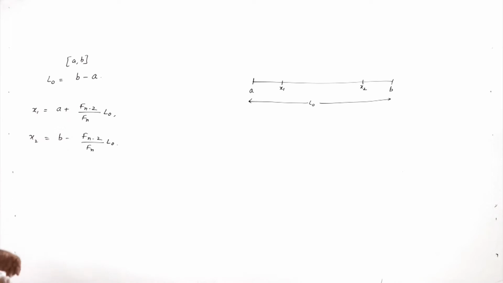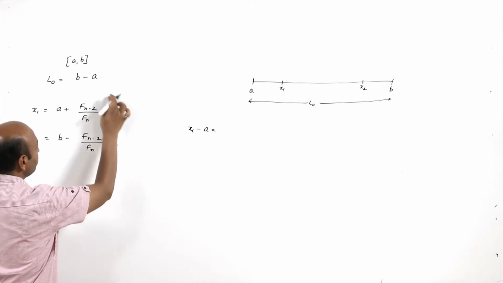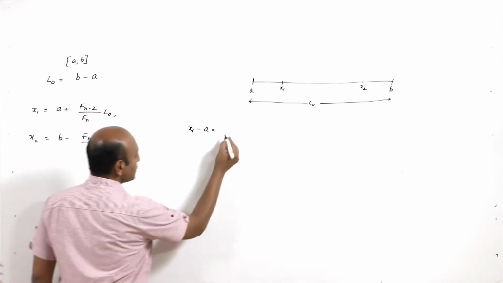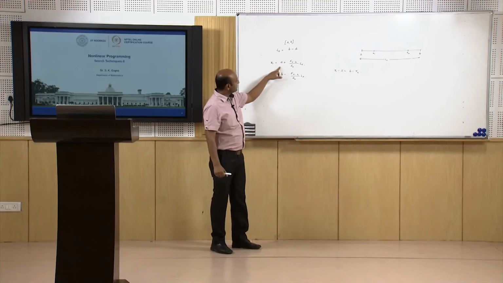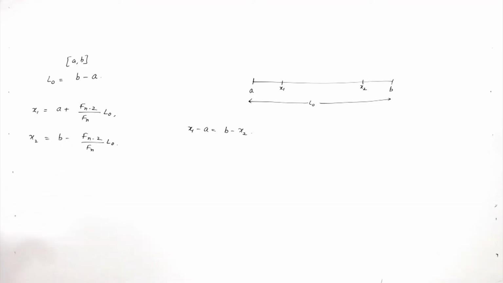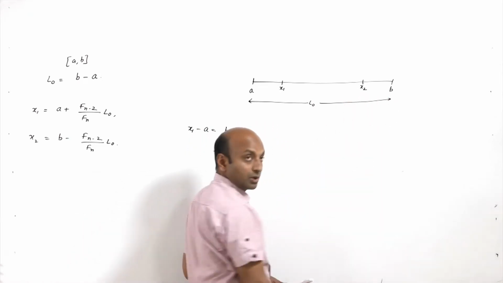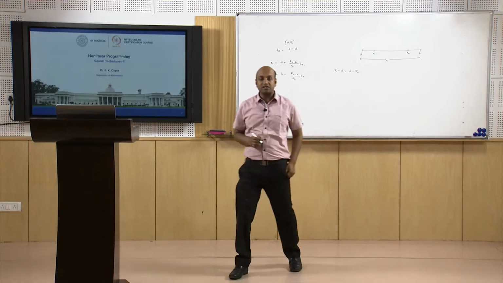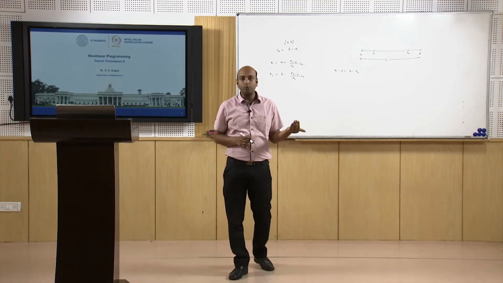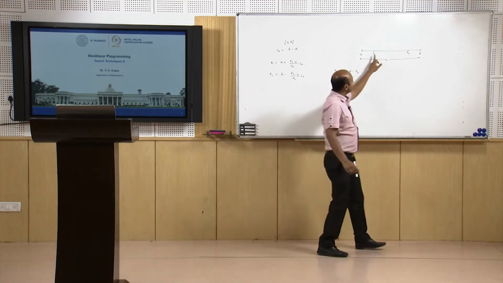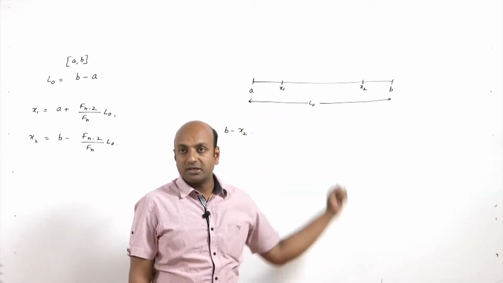From here we can easily say that x1 minus a is equal to b minus x2. That is very easy to see, because x1 minus a is the same as b minus x2. What does it mean? This distance is the same as this distance. So we are finding two experiments x1 and x2 such that they are placed symmetrically from the endpoints.